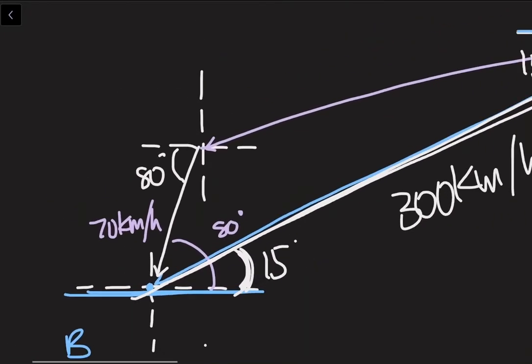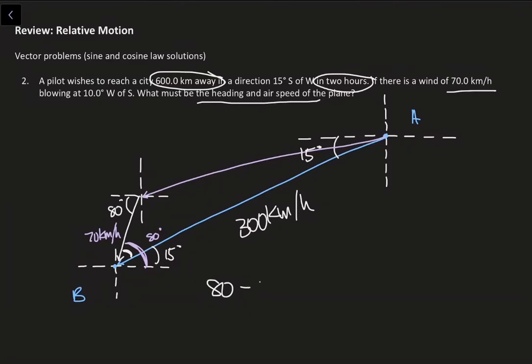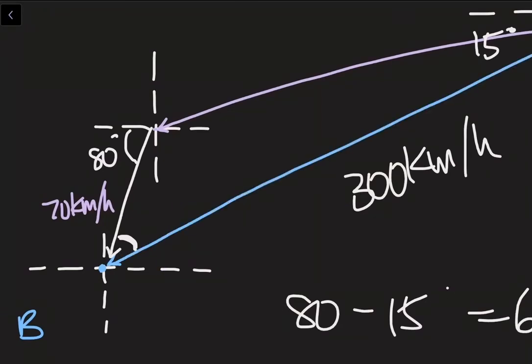So if we want this angle, then we can take 80 degrees, which is this bigger one, minus 15 degrees, which is this smaller one. And 80 minus 15 gives us 65 degrees. And that is the angle that we want in the triangle. So this is 65 degrees in the triangle here.